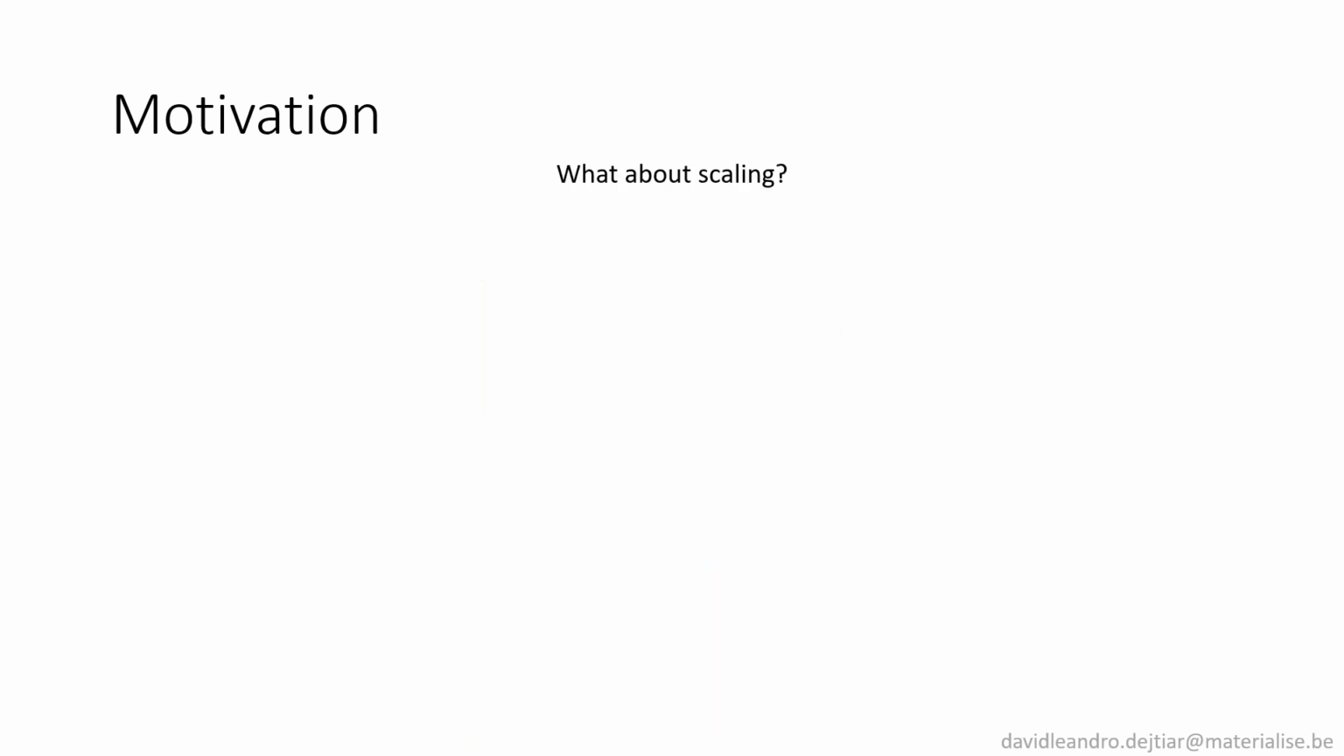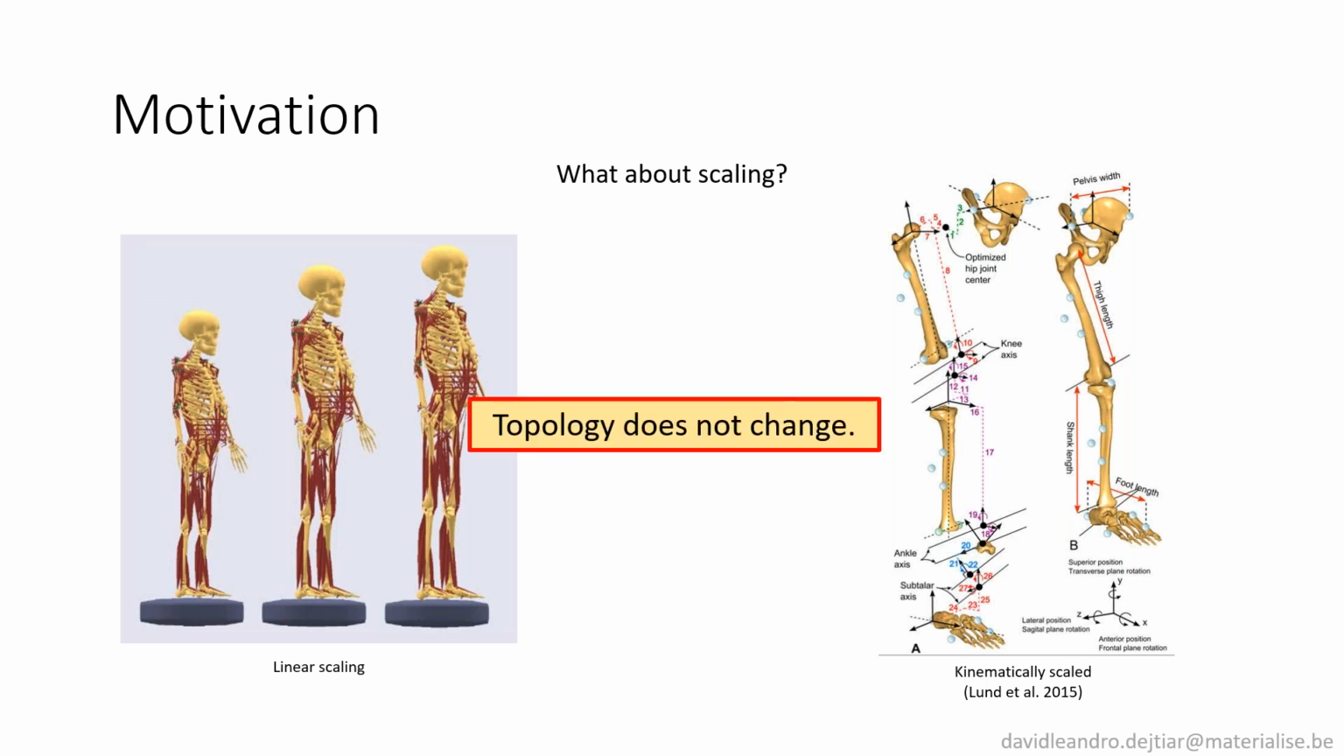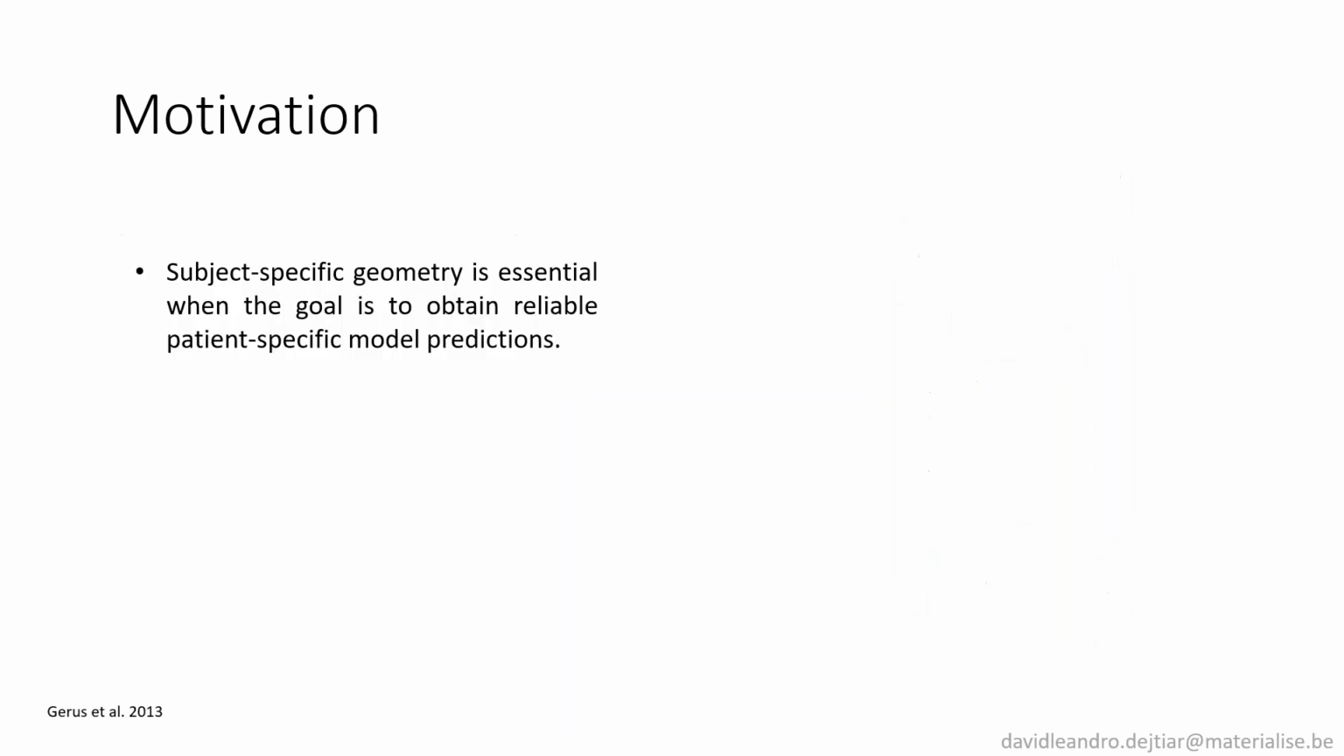But what about the scaling? How can we take into account the differences between subjects? One method, the simplest one, is linear scaling, here on the left, where we just use a mass-length relation to scale everything by a factor. Another one, straightforward to use in Anybody, is kinematic scaling, where we can optimize some anthropometric parameters to fit experimental data. Although none of these methods take into account geometrical differences such as deformities.